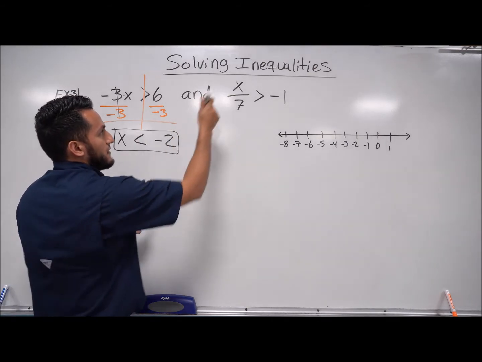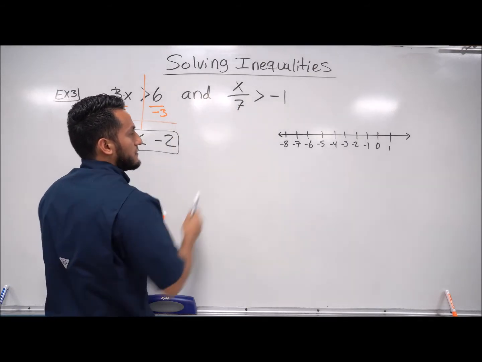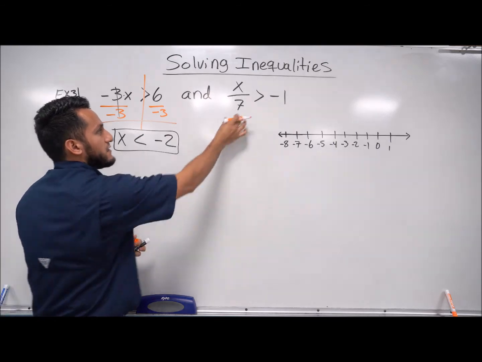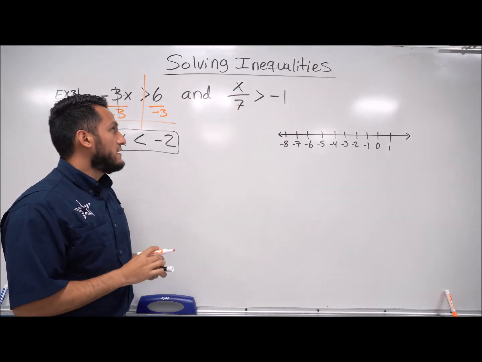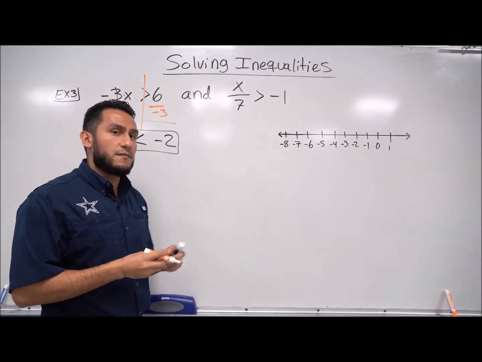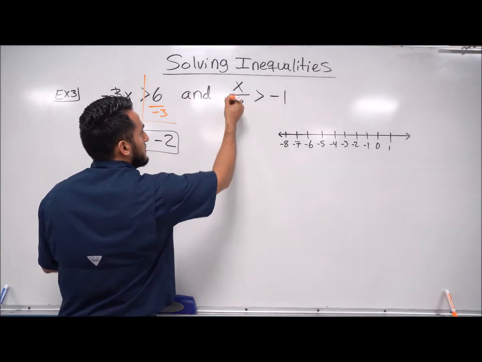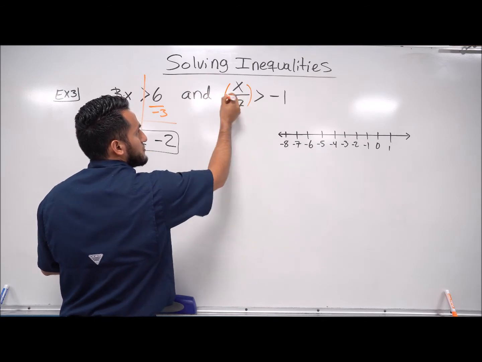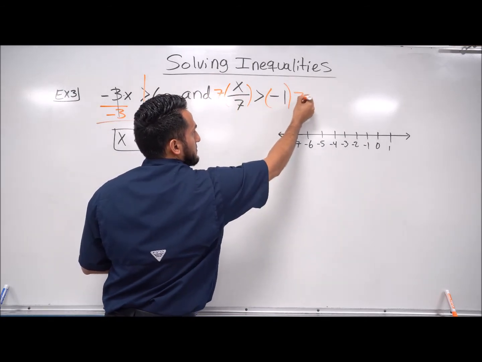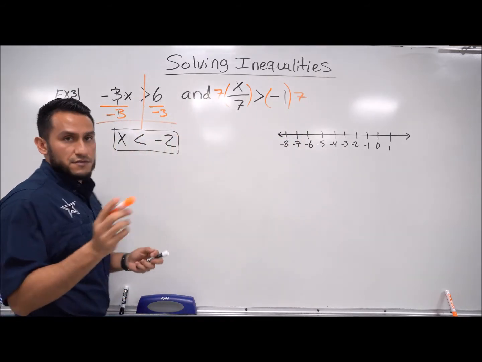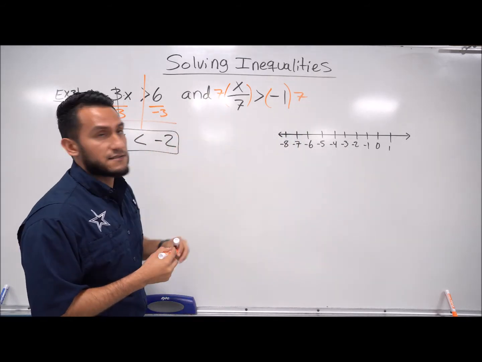I have x divided by 7 greater than negative 1. So I need to get rid of this 7, and it looks like they're dividing the x by 7. So if they're dividing by 7, we need to do the opposite. That's to multiply by 7. So you can just go ahead and put parentheses or put a dot. I'm going to multiply this by 7. So over here, I need to multiply this by 7. Notice, we are multiplying by a positive 7.